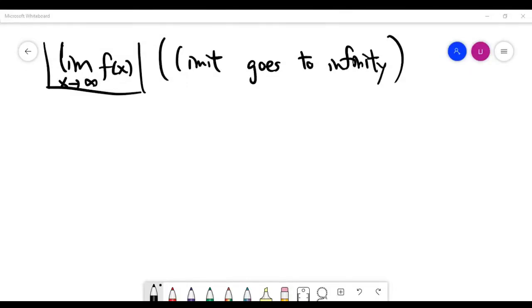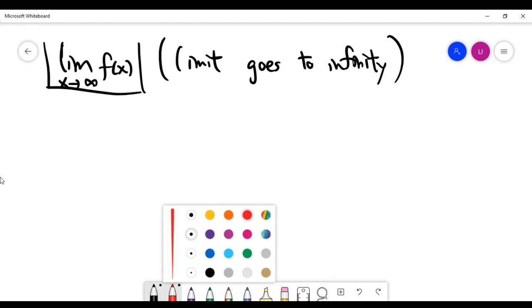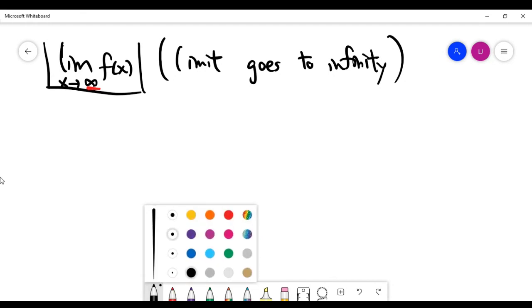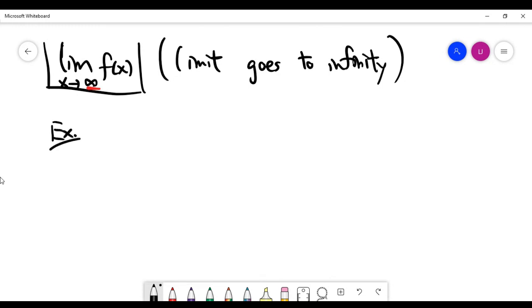So in this video, we'll look at the concept of limit as x goes to infinity. Let's look at the notation we have here. It's really quite similar to the last couple of videos, but I'm looking at x goes to infinity now. So what does it mean by x goes to infinity? Let's look at an example, then we can talk about that.